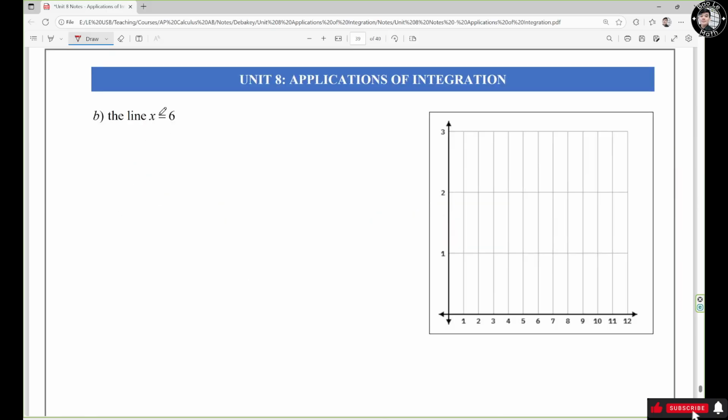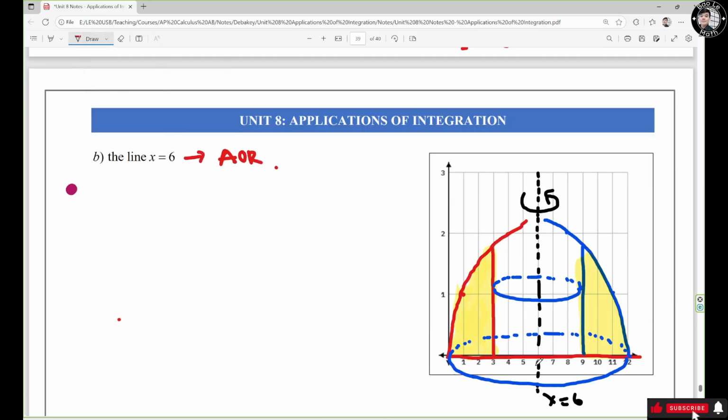Now let's move on to question B. The axis of revolution is s equals 6. Now this is a complete solid, right? So the bigger radius is depending on the graph right here. It's going to be from here to here.